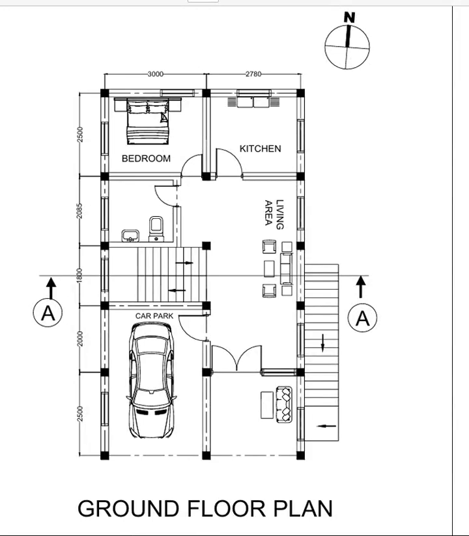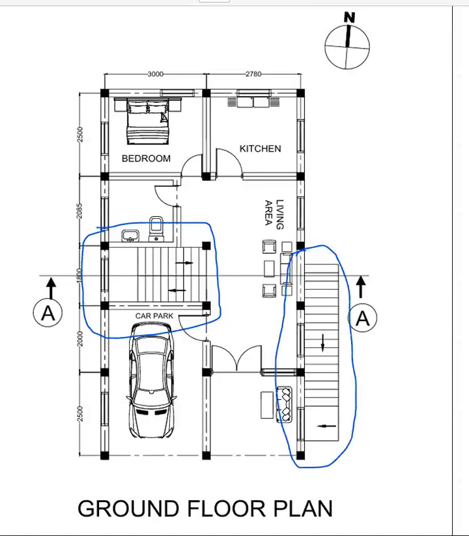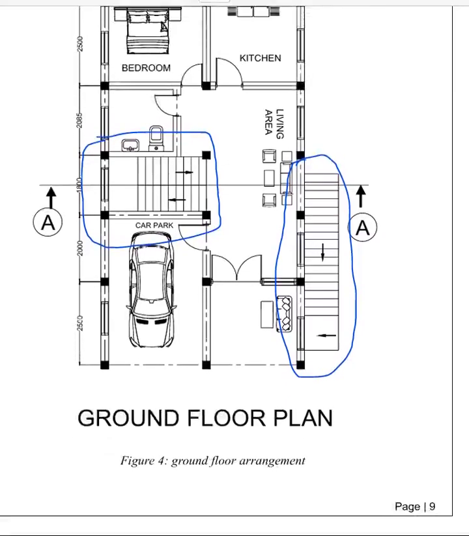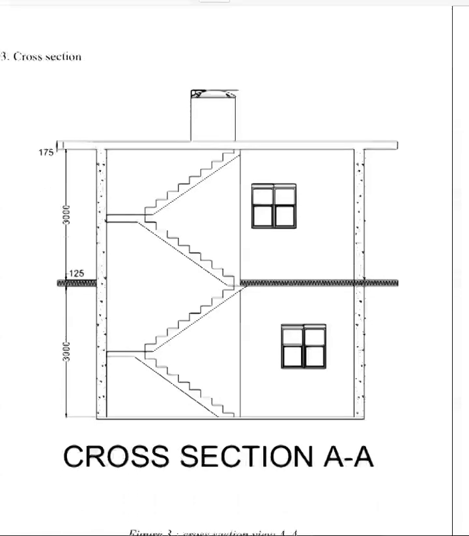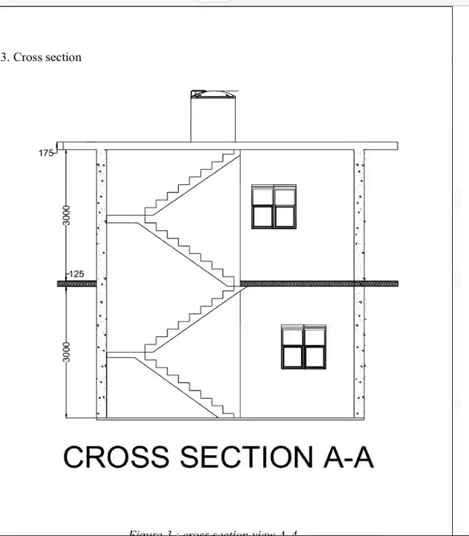In this image, this is the internal staircase area close to the car park and the washroom, and this is the external staircase area, which is located near the building wall. You can also see the cross section view of this building's internal staircase.